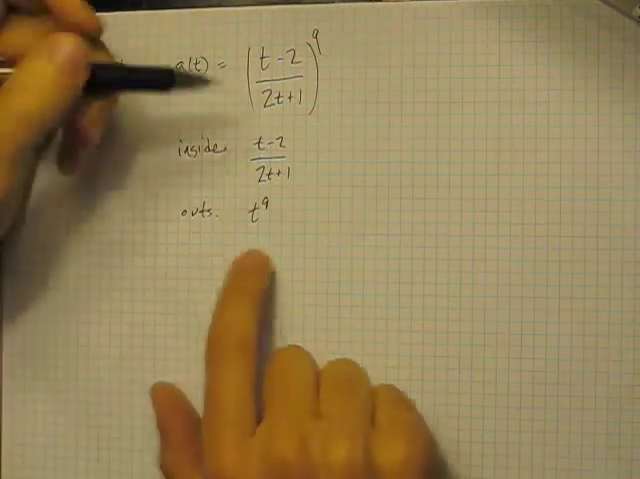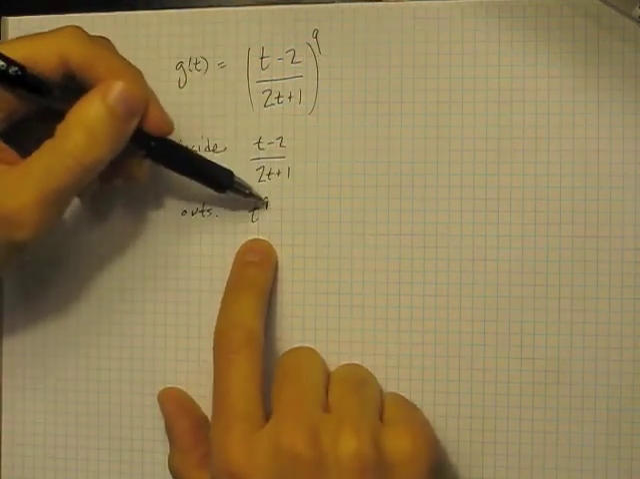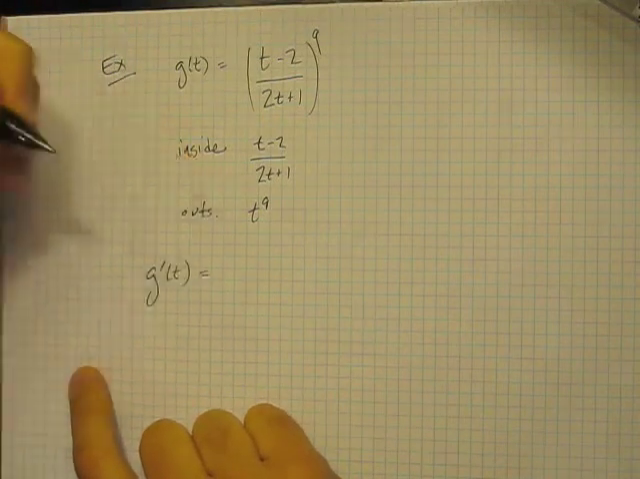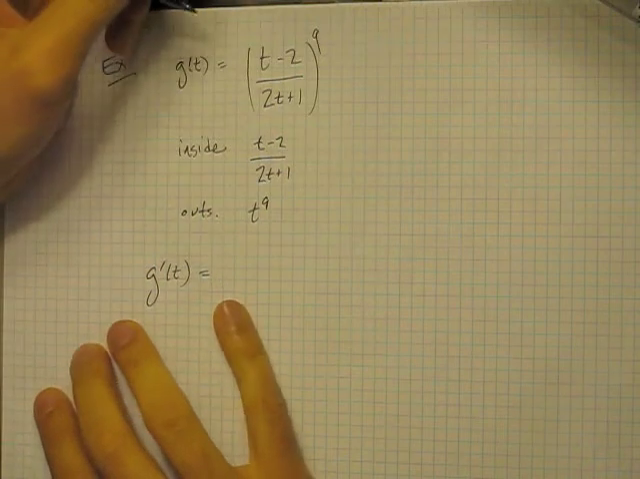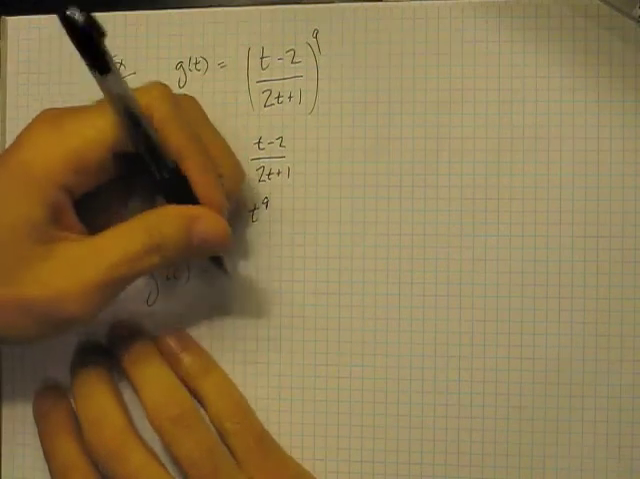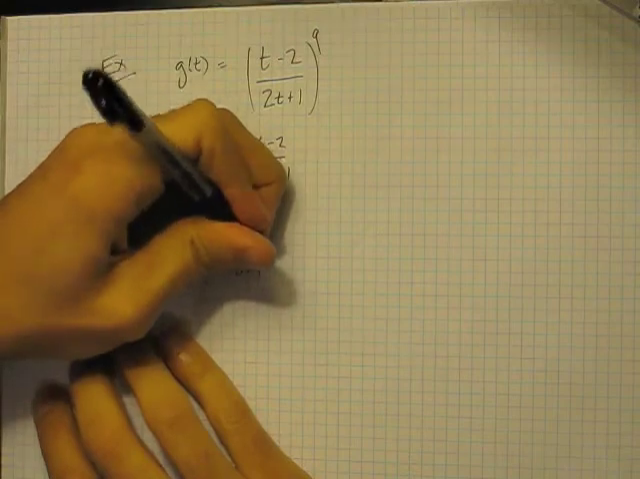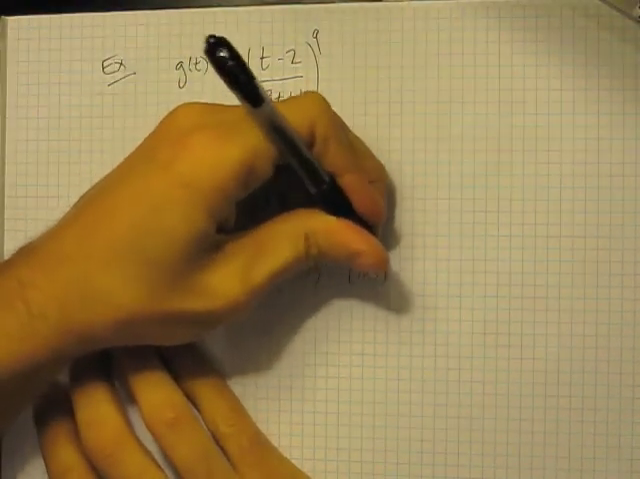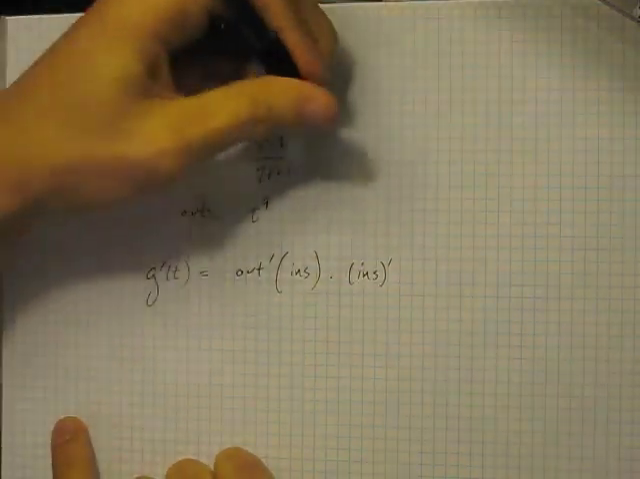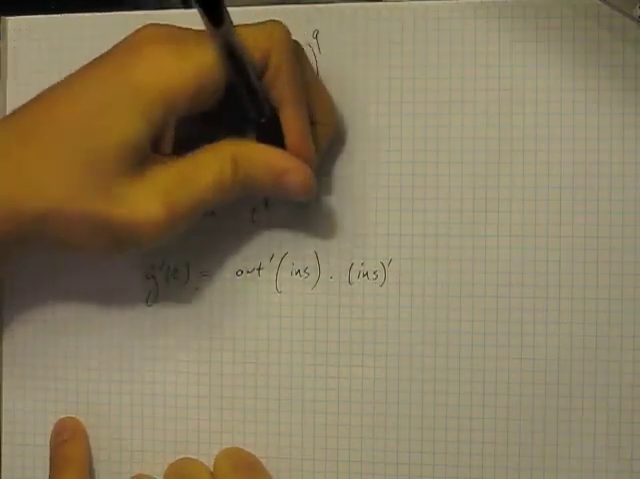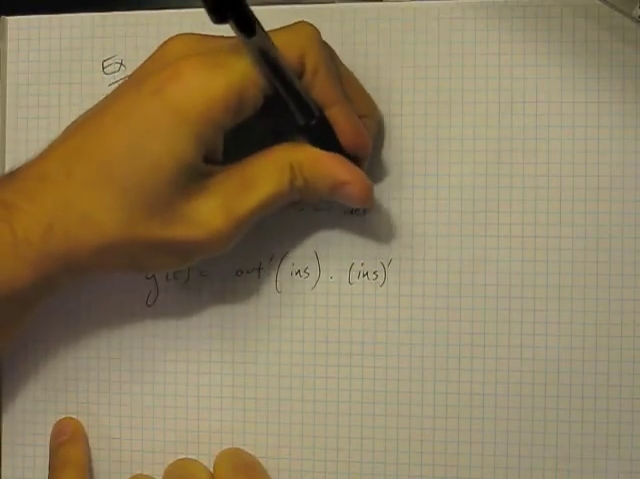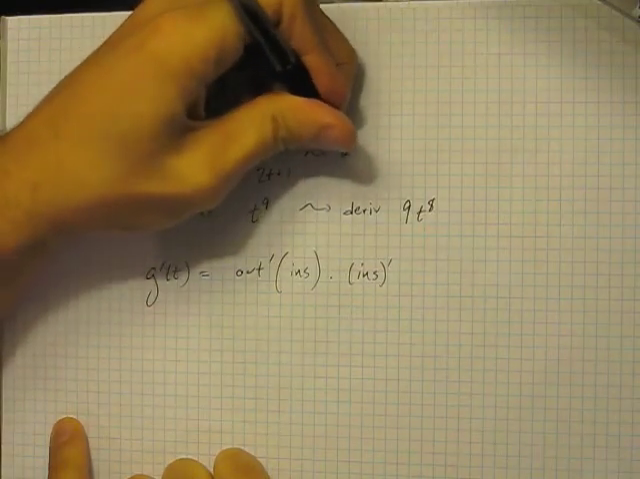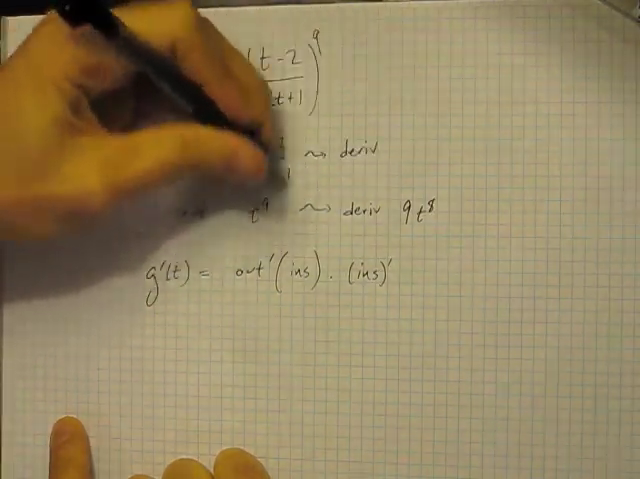And so if we take the inside function and put it in for t here, then we'll have our function g. So g prime of t is equal to the derivative of the outside with the inside plugged in. And then, so let's write that. So we have the derivative of the outside with the inside plugged in times the derivative of the inside function. Okay. So let's compute these derivatives really quickly. The derivative here is 9t to the 8, and the derivative here is, we have to use the quotient rule.